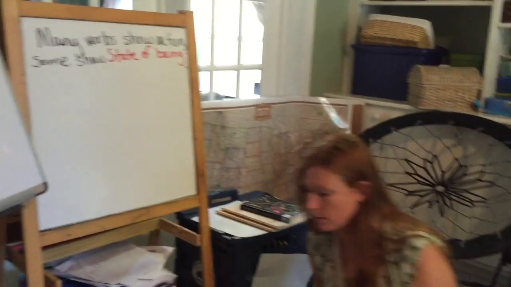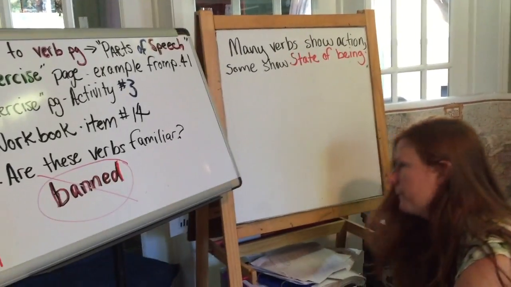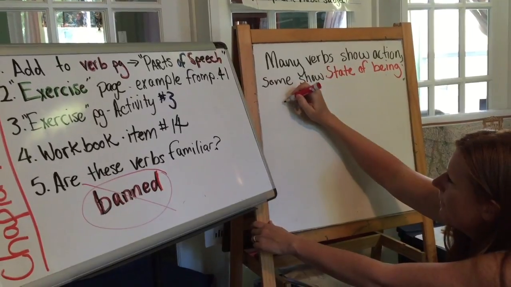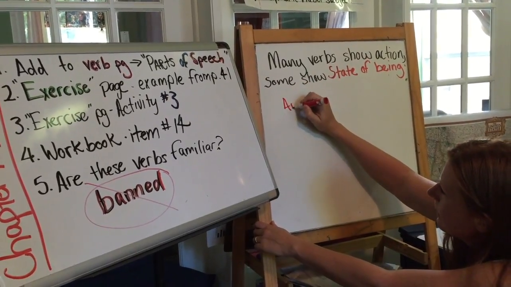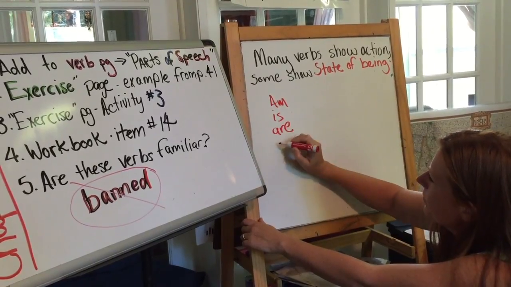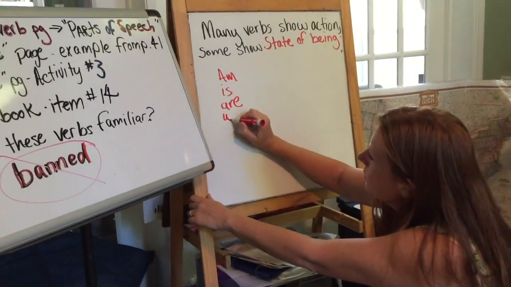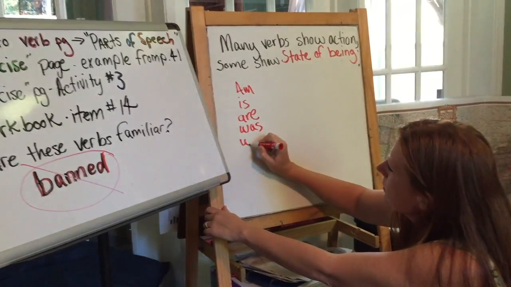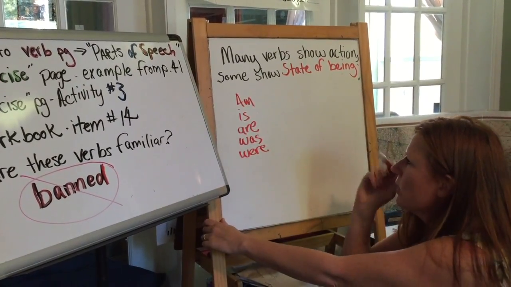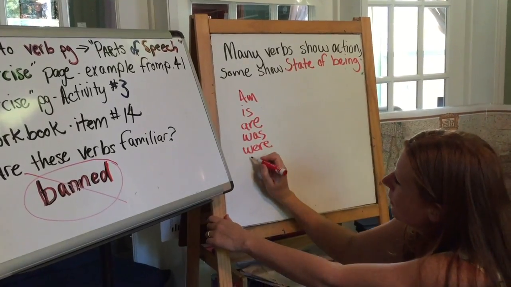Anyone? Can anyone give me some examples? Am, is, are, was, were, be, being, been. Okay, good. So I will add those. Write these underneath on your verb page. You said have, has, had. Am, is, are, was, were. Have, has, had, do, does, did.